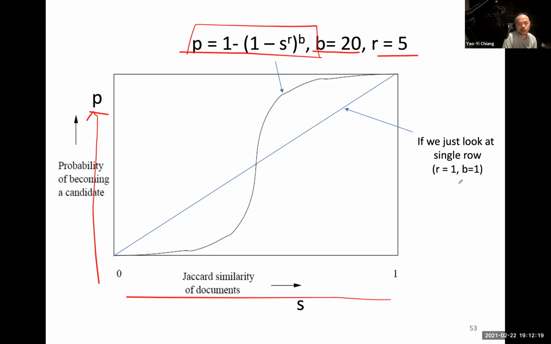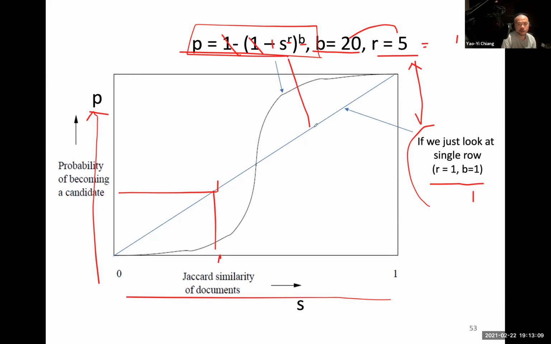If you set B equal to 1, R equal to 1, of course, you cannot have these two settings for the same signature sets, because your total number of signatures is 20 times 5, it's 100, and here you only have 1, right? But this is just to show you that if you only have a single row and a single band, your Jaccard similarity is always the same as the probability of becoming a candidate, because R is 1, B is 1. So 1 minus (1 minus S) will be this, P will equal S, right? That's this line. But if you have B equal to 20, R equal to 5, you have this curve.